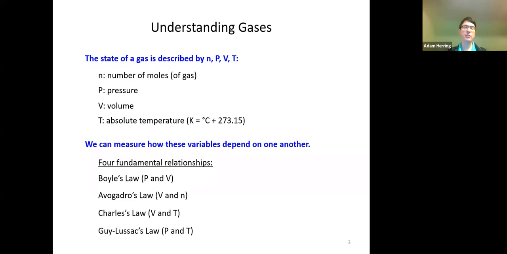We can measure how these variables depend on each other. There are 4 fundamental relationships that over the years have helped us to understand the behavior of gas particles. They are Boyle's law, Avogadro's law, Charles' law, and the Gay-Lussac law.